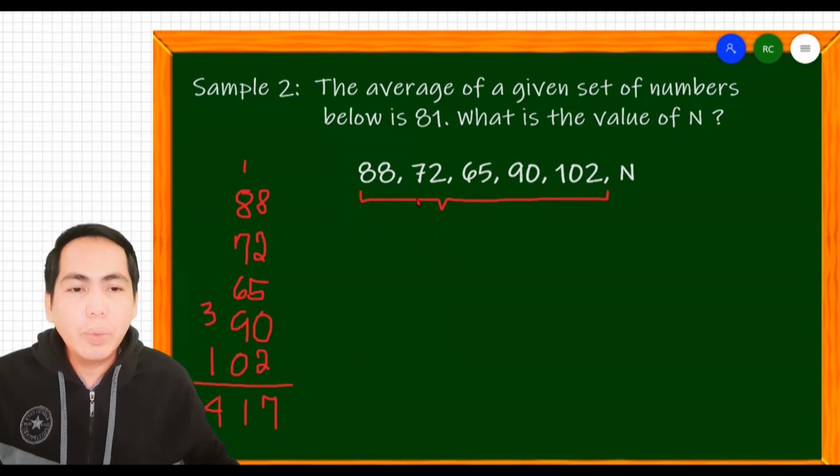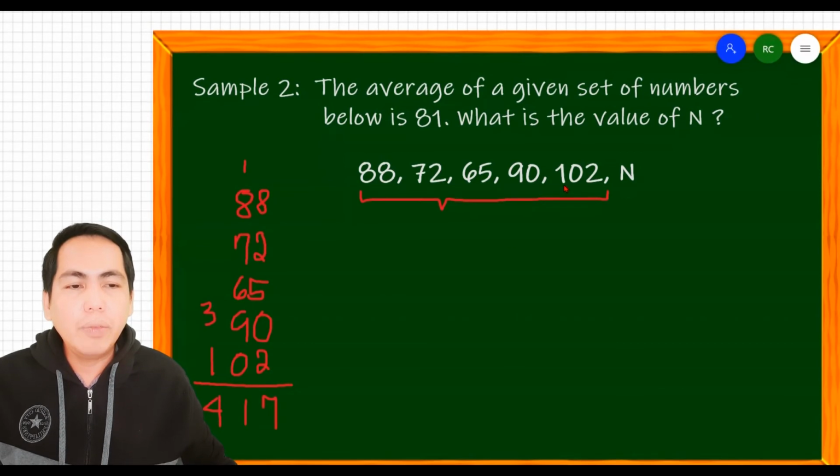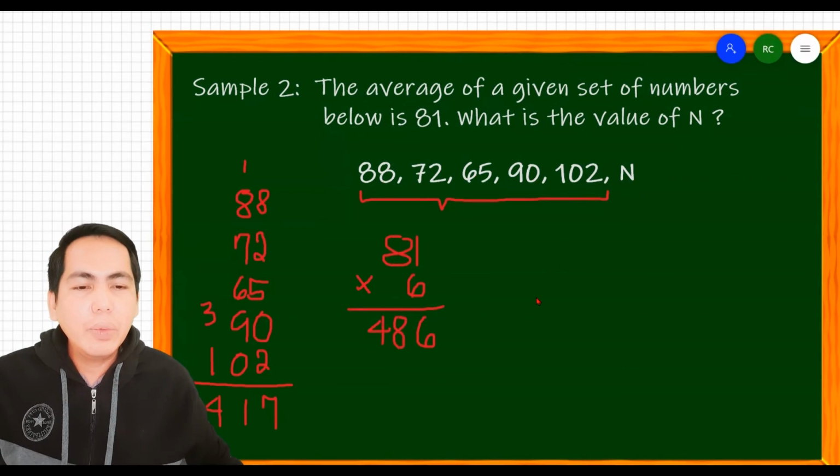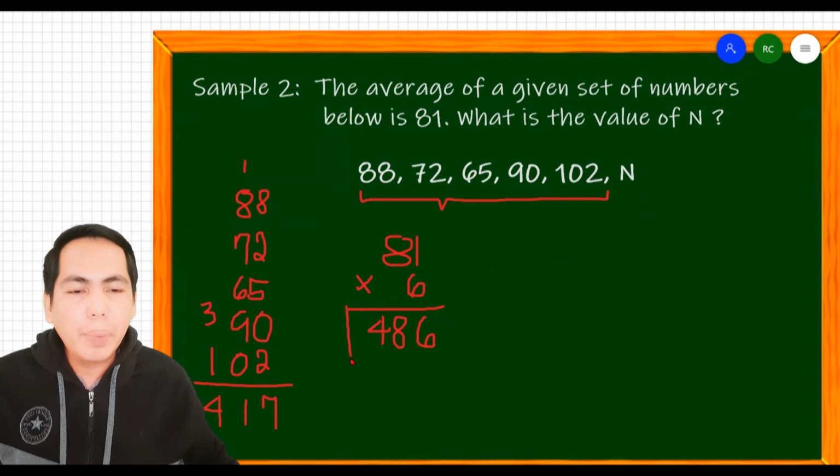417. Next, we are going to count how many numbers do we have in the given set, including the missing number. So 1, 2, 3, 4, 5, 6. There are 6 numbers, and we are going to multiply 6 to our average, which is 81. So 81 times 6. 6 times 1 is 6. 6 times 8 is 48. And then we are going to subtract this product by the sum of the known numbers, which is 417.